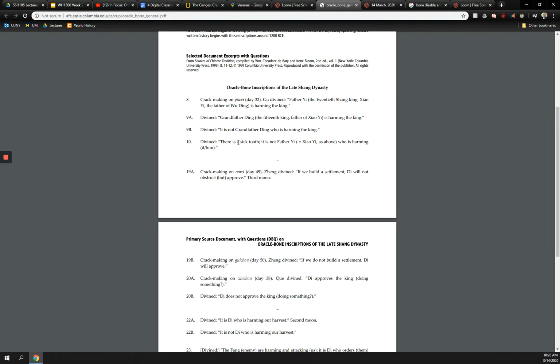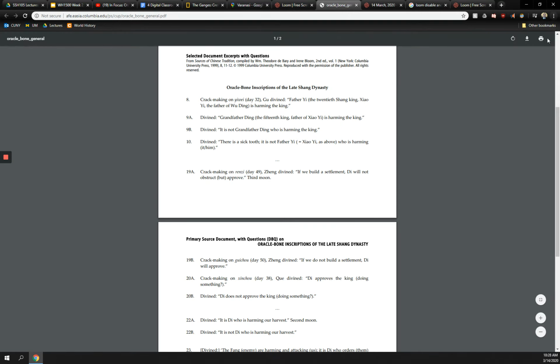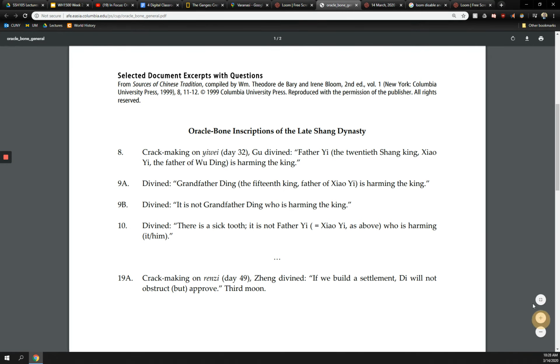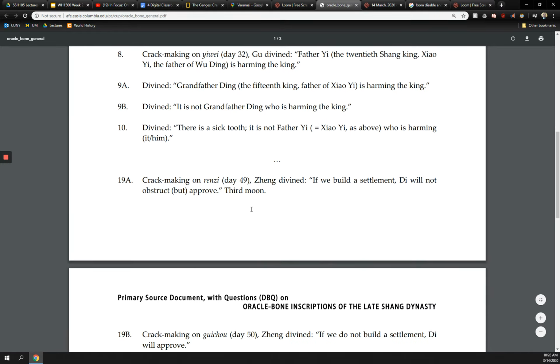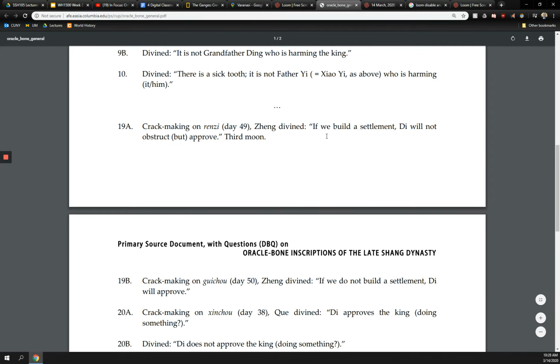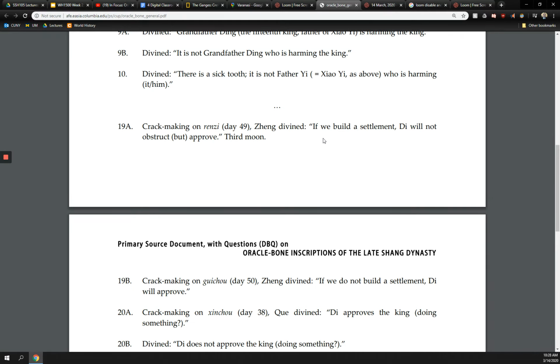And then in 10, we see there is a sick tooth. It is not Father Yi who's harming him. So it is a sick tooth. There is a sick tooth may mean that there's something rotten in your bureaucracy or in your state here. I'll zoom in on this just a little bit. Sorry about that. Let me see, let's jump to number 19. If we build a settlement, D will not obstruct but approve. So this is probably a deity, D, or a kind of a supernatural force in existence.